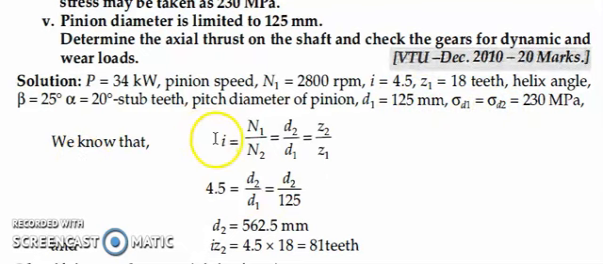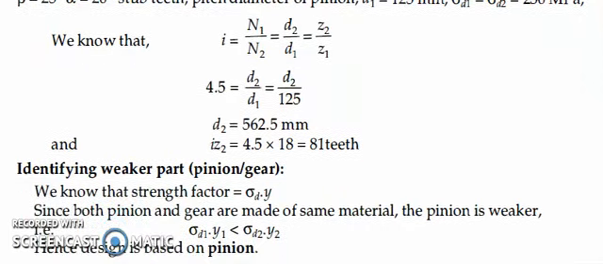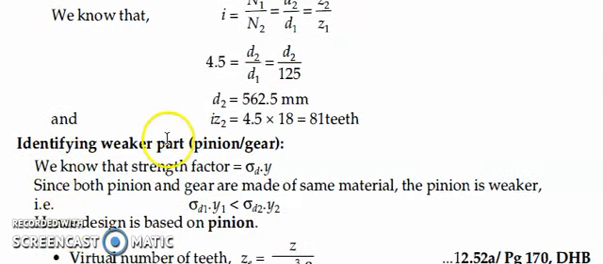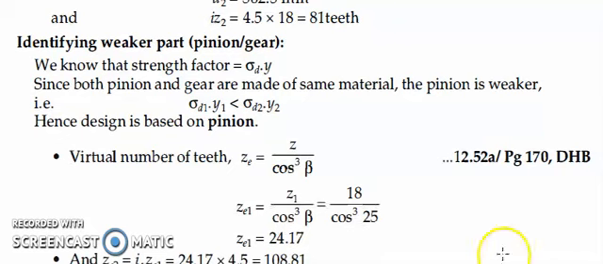And as we know that the speed ratio i is equal to N1 divided by N2, we can find the number of teeth on gear from this equation. Using this equation, we get 81 teeth. Then after that we can go for the design and identify the weaker part, as I discussed in the question section. Since both pinion and gear are made of the same material, the pinion is weaker. So we can directly take the design based only on the pinion because the materials are both the same.